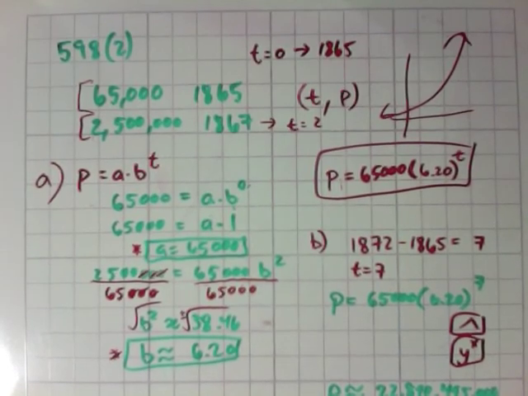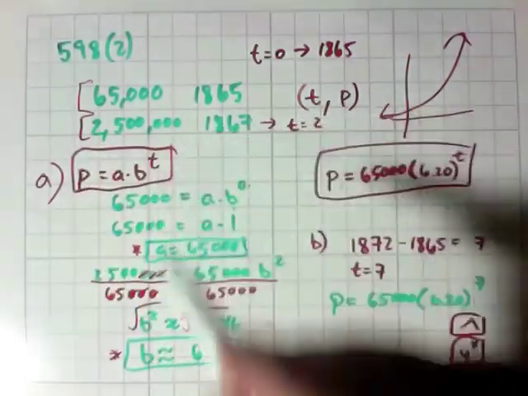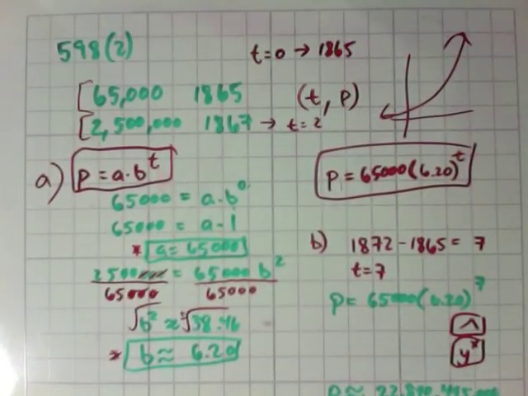All right, so that's a classic population problem using our exponential functions. All right, see you next example.